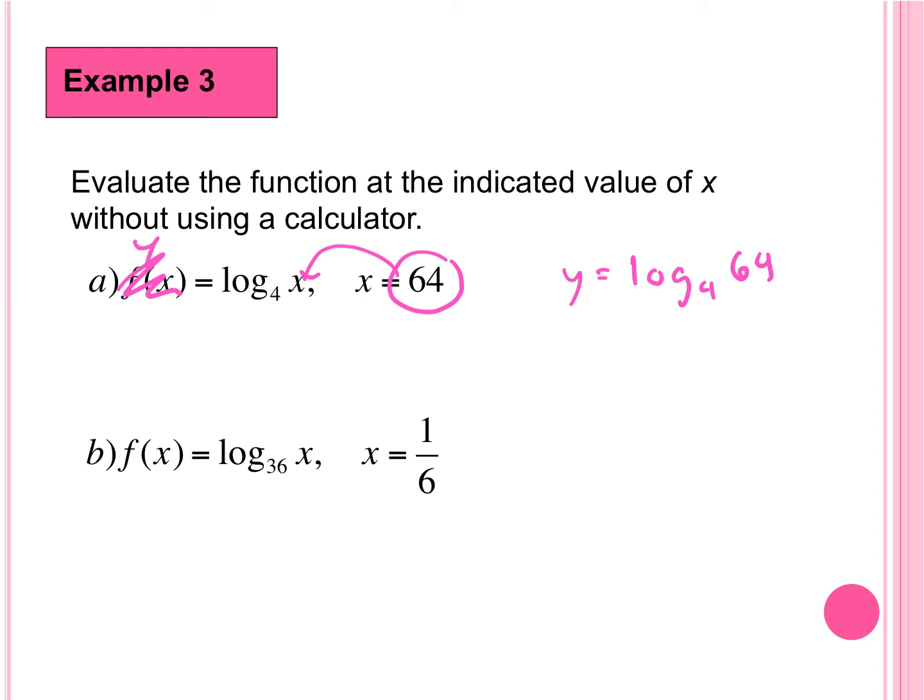Now, we don't know how to compute logs in our head yet, but we do know how to compute exponents. So I'm going to put this into exponential form. So what's my base? 4. What's my exponent? Y. And then that's equal to 64. So 4 to what power gives me 64? 3. So y would be 3. So your answer here is 3.